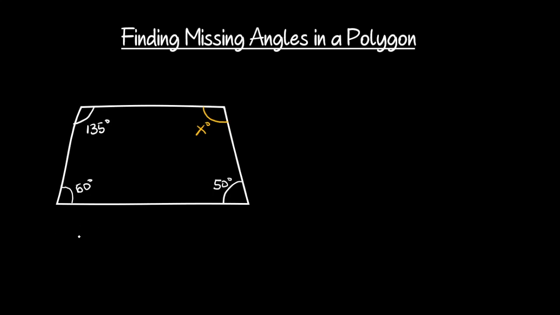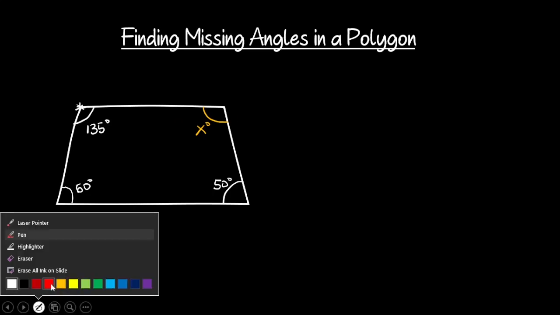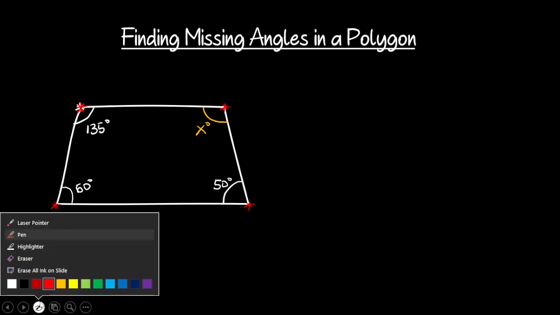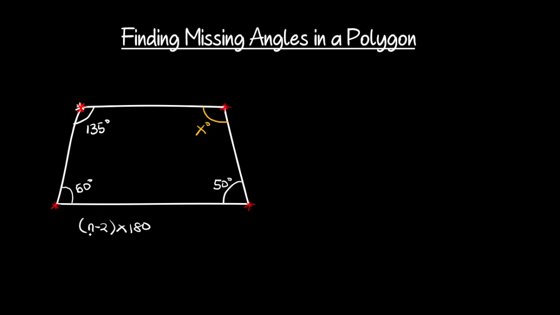To know the sum of the interior angles of the polygon, we use the formula (n minus 2) multiplied by 180, where n is the number of vertices, or corners, that the polygon has. Let me use a different color, red, so that you can see. It has 1, 2, 3, 4. So it has 4 corners or vertices, and that is the value for n.